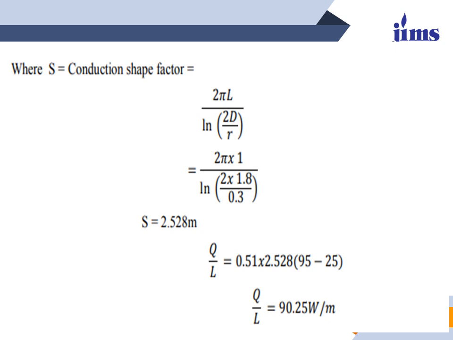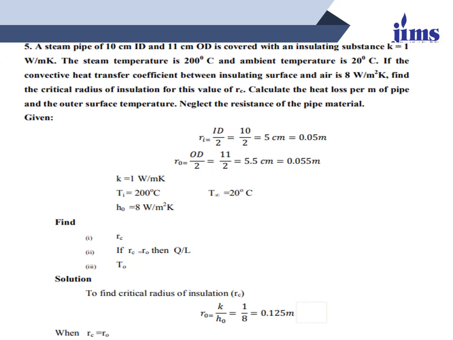So putting the values of S, K, Tp, Te in the final expression of the heat transfer, that is Q by L is equal to 0.51 multiplied by 2.528 multiplied by 95 minus 25, the final answer is 90.25 watt per meter. The next problem is related to the heat transfer through a composite cylinder.